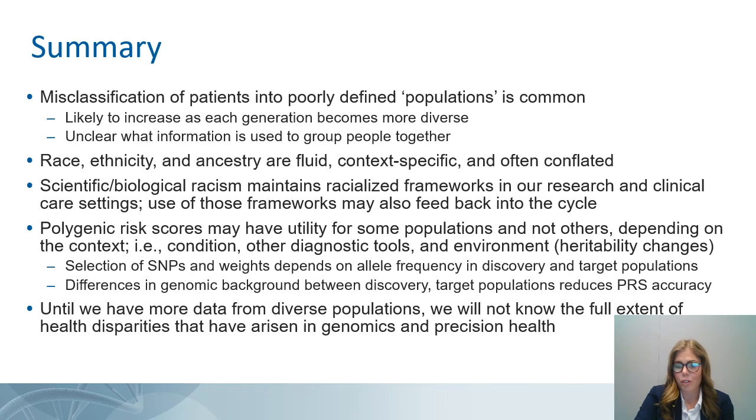A lot of studies have shown that PRS doesn't actually improve beyond the existing diagnostic capabilities. And also, what is the effect of the environment on the trait? Since we know that heritability, or the genetic impact on trait variation in a population, goes down with stronger environmental effects. So we have to think about selection of what SNPs we're using and the weights that are assigned to those based on effect sizes, and understand that those depend on allele frequencies and other factors in the discovery and target populations in the construction of a polygenic risk score.